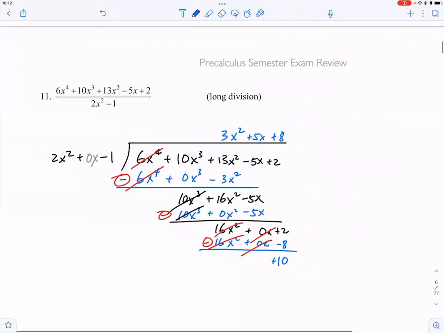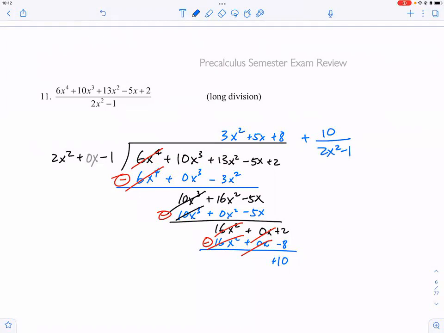So what's the answer? What's the quotient? Well, we have a quotient right here, and then we have the remainder. So the remainder, we'll write down, plus 10 over 2x squared minus 1.